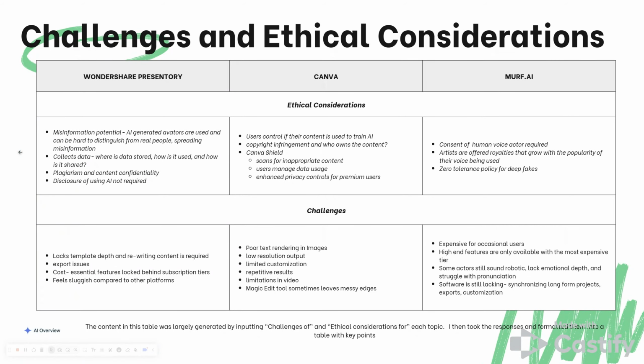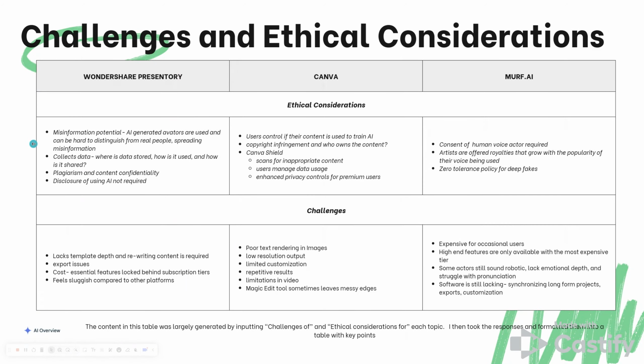So with Canva, there is the option to control if your content is used to train AI, but there's also some copyright infringement. Who owns the content? And then one of the protections Canva has is Canva Shield. It scans for inappropriate content, manages the data usage, and has enhanced privacy controls.